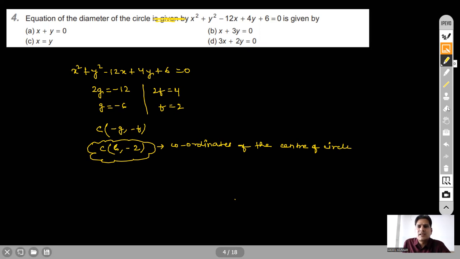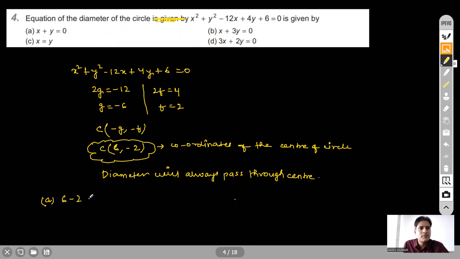Now, if one circle is there, the diameter will always pass through the center. Diameter will always pass through center, right? If diameter will pass through center, then the given equation of diameter will satisfy this point. So let me check whether this option A is satisfying this point. X is 6. And what is Y? Plus Y means minus 2. That is not coming out to be 0. So option A is wrong.